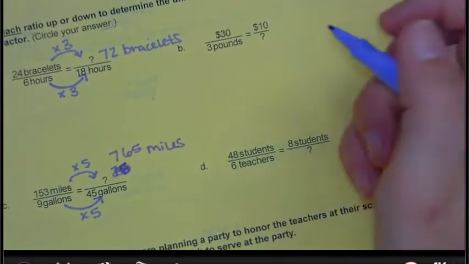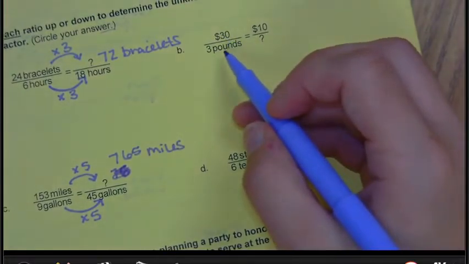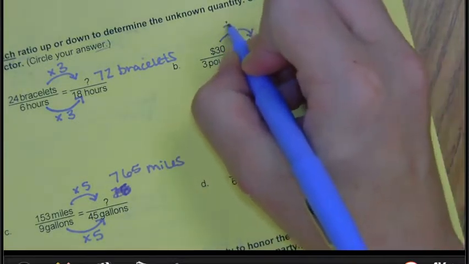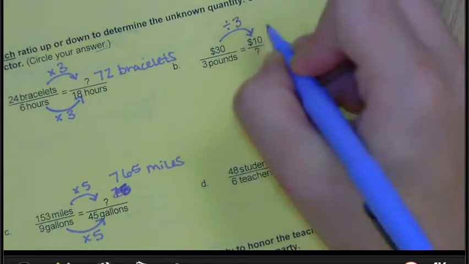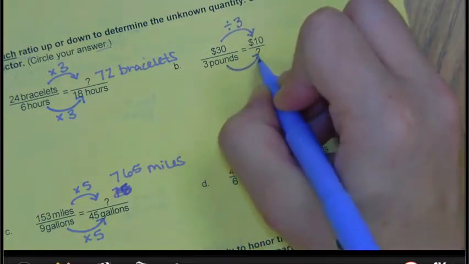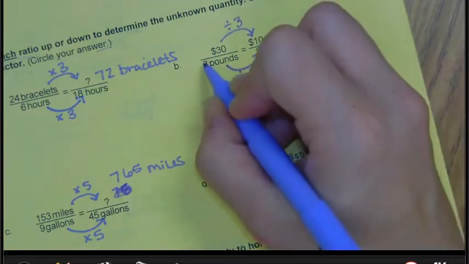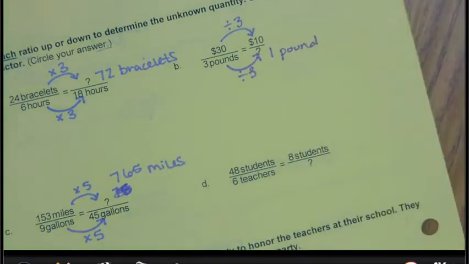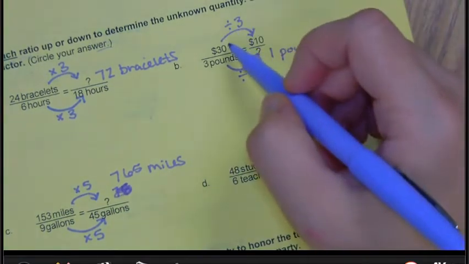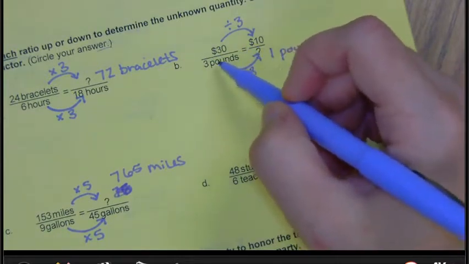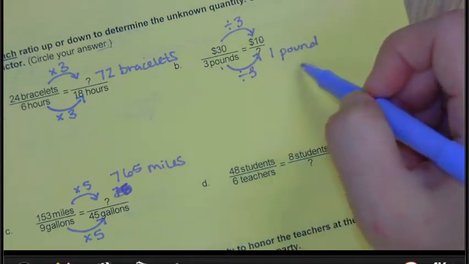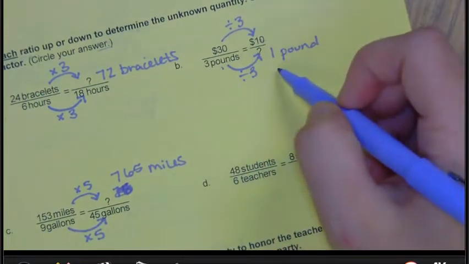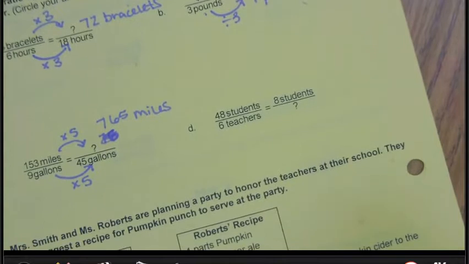Okay. All right, letter B, I go from $30 for 3 pounds to $10 for unknown. Well, 30 to 10, I know that I'm scaling down, so I'm going to divide by 3. What I do on bottom, I must do on top. Well, 3 divided by 3 is just 1 pound. And take a look, money in pounds, that's my rate. $10 in 1 pound, that's my unit rate. So look, I can take a rate and scale it down into a unit rate.